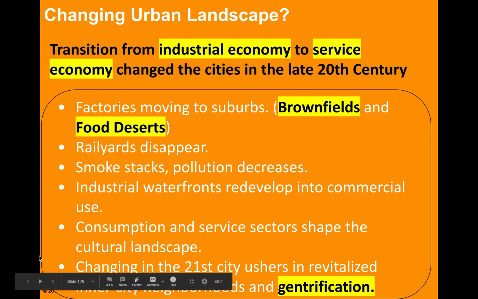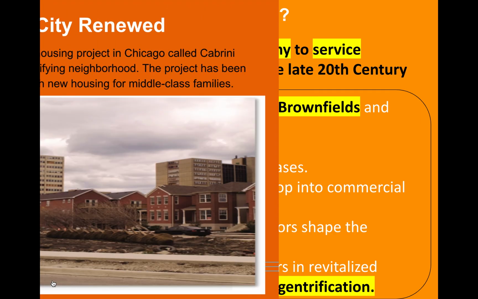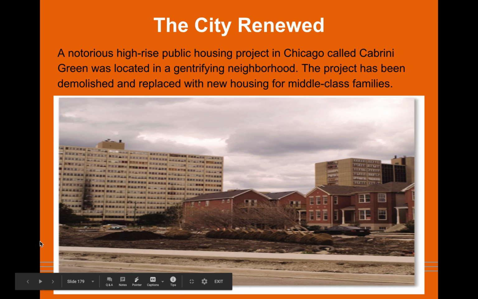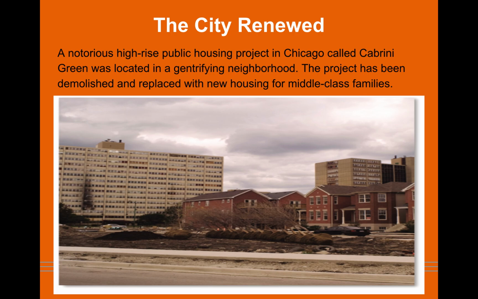So we begin to see this movement back to the city. All right, we can take a look at Cabrini Green, which was a former high-rise public housing complex in Chicago, and it's been demolished, and now it's being replaced by middle-class new houses, as we can see down here.